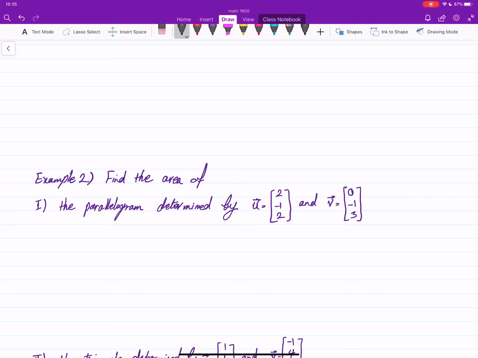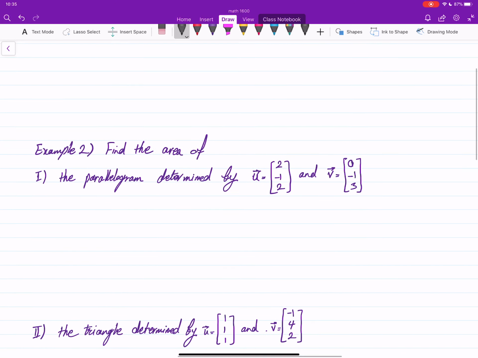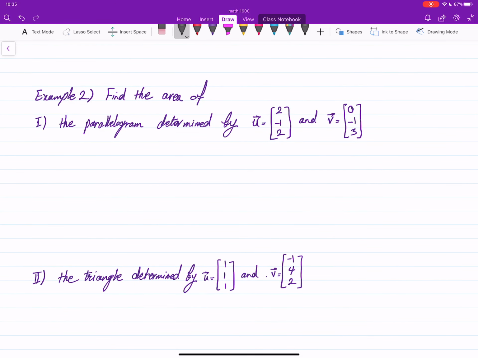Well, the length of the cross product is equal to the area of the parallelogram, and I have these examples prepared for you. Find the area of the parallelogram determined by these two vectors. So we know that the area of the parallelogram in this case is equal to the length of u cross v. We have to find u cross v. These are the same u and v that I used in the first part of example 1.